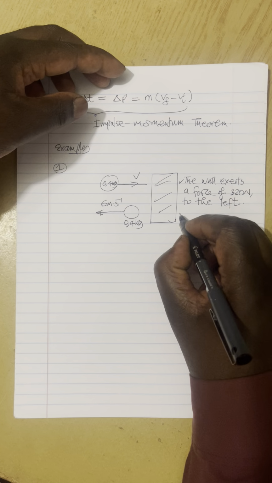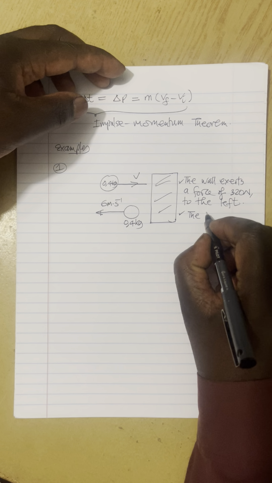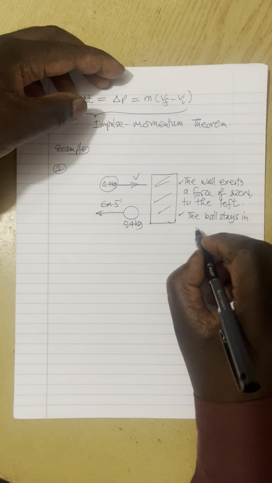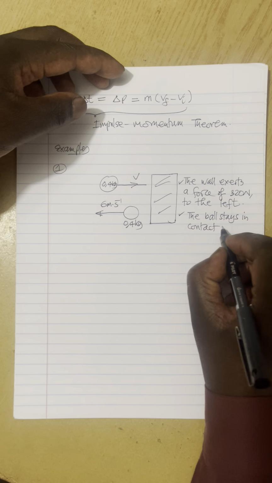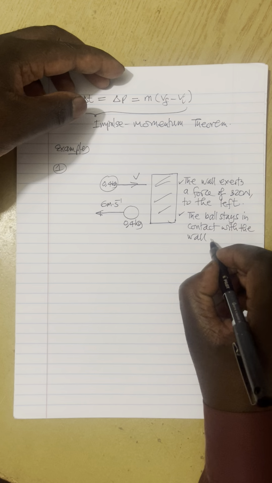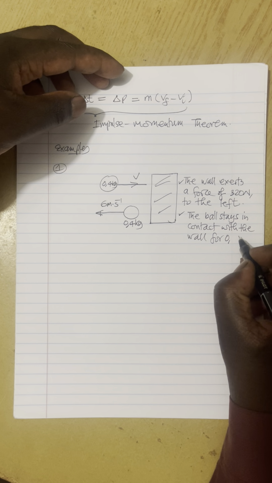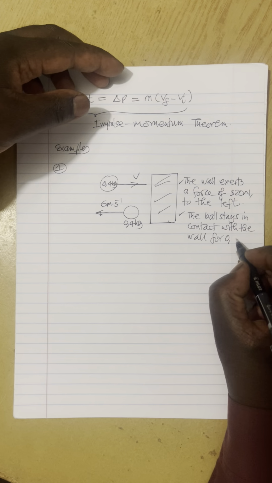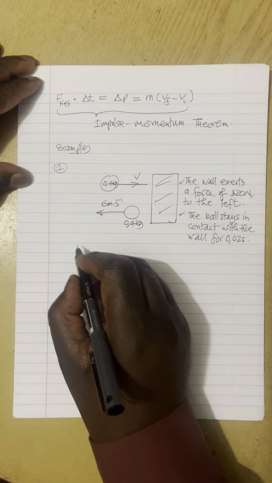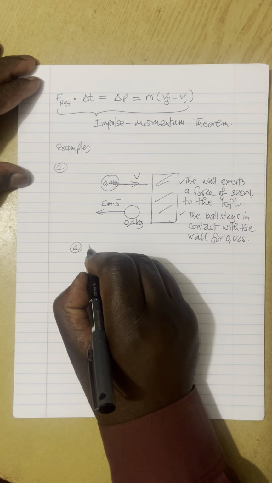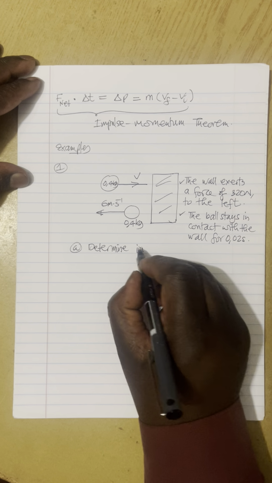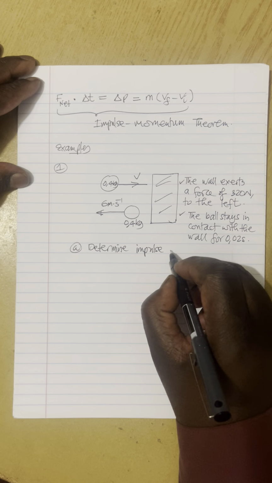That's information number one. Information number two, the ball stays in contact with the wall for 0.02 of a second. Now the question number one, let's call it A, is determine the impulse on the ball.